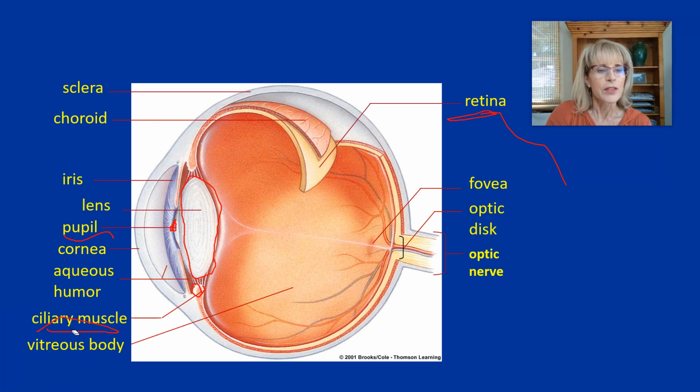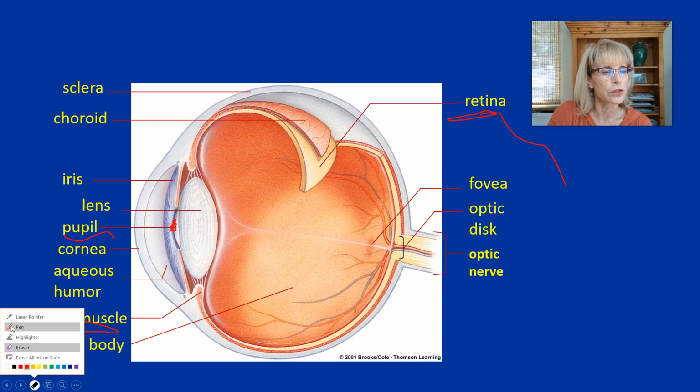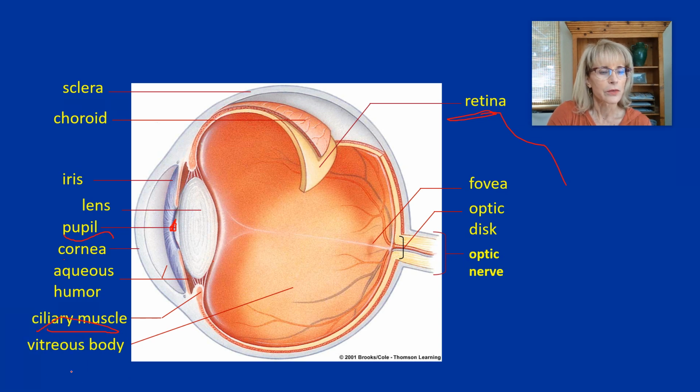The ciliary muscles are attached to the lens by these little structures, the suspensory ligaments. These guys, those are suspensory ligaments. We've got them up here. The suspensory ligaments are going to connect the ciliary muscle to the lens.